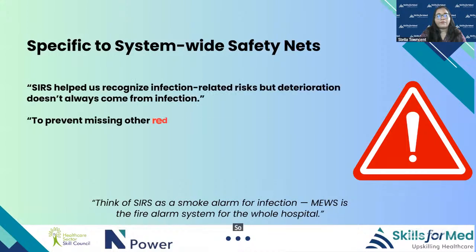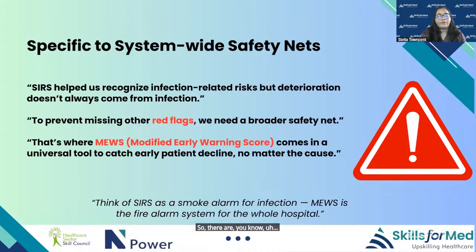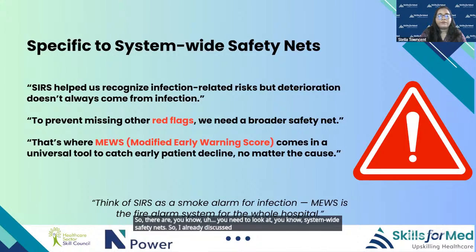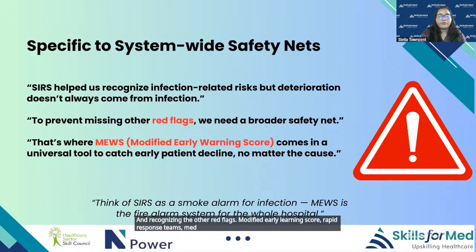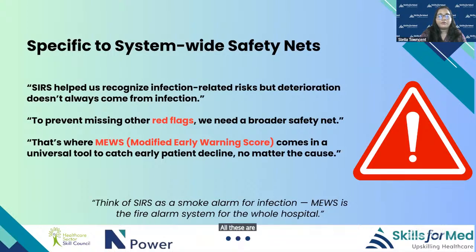So you need to look at system-wide safety nets. I already discussed the SIRS and recognizing the other red flags, modified early warning score, rapid response teams, med teams, and putting in protocols for sepsis, the sepsis 6 protocol. All these are systemic factors. So when you look at the root cause analysis and go into corrective and preventive actions, take these into consideration.